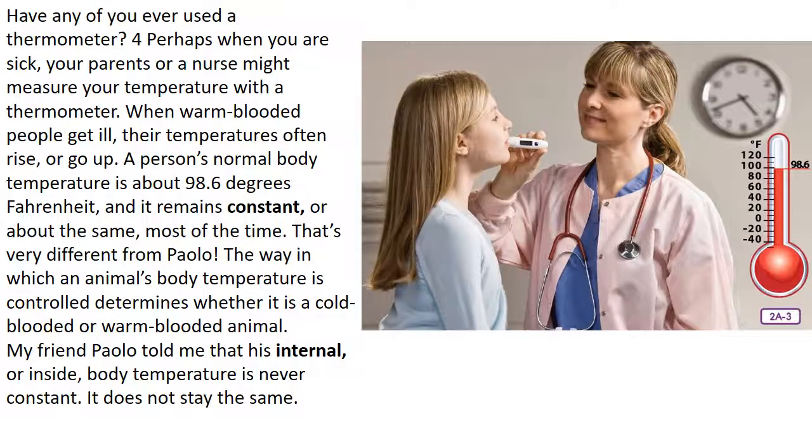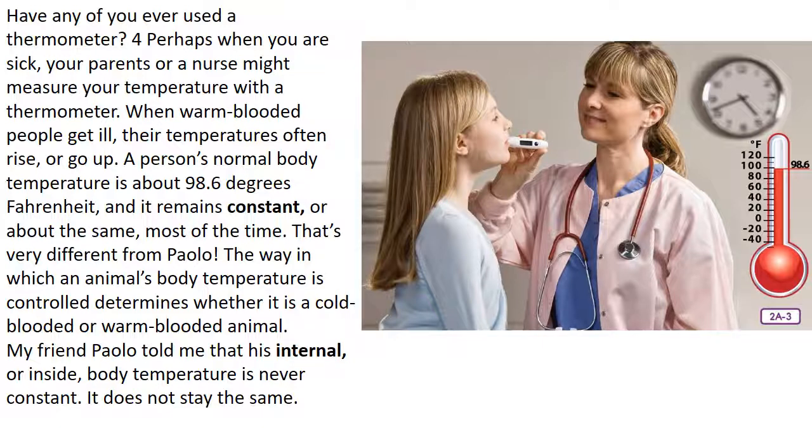Have any of you ever used a thermometer? Perhaps when you are sick, your parents or a nurse might measure your temperature with a thermometer. When warm-blooded people get ill, their temperature often rises or goes up. A person's normal body temperature is about 98.6 degrees Fahrenheit, and it remains constant, or about the same most of the time. That's very different from Paulo.